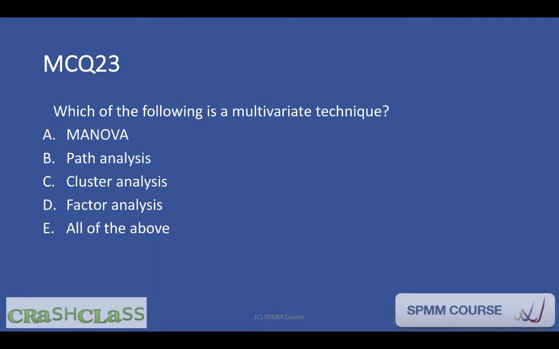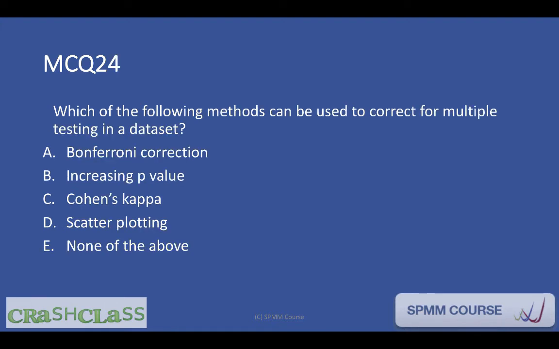Which of the following is a multivariate technique? MANOVA, path analysis, cluster, factor analysis, all of the above. Yes, all of the above is the right answer. Which of the following methods can be used to correct for multiple testing in a dataset? Bonferroni correction, increasing p-value, Cohen's kappa, scatter plotting, none of the above. Multiple testing correction can be done using Bonferroni. What other tests do you know? False discovery rate, Tukey's honestly significant difference test, Scheffe's test, and so on. But the most commonly used is Bonferroni correction.